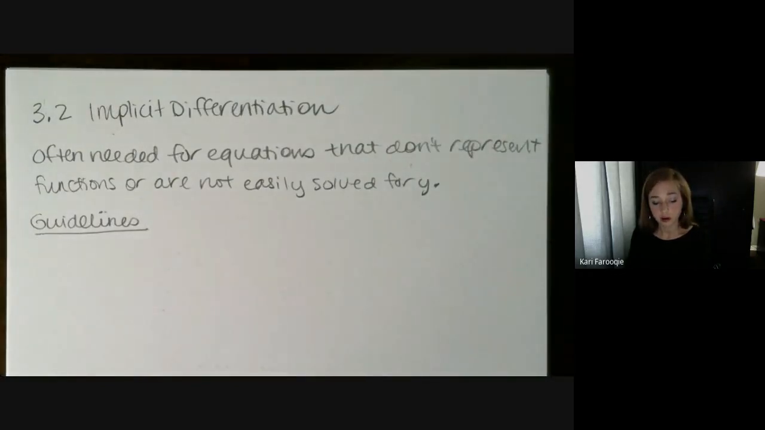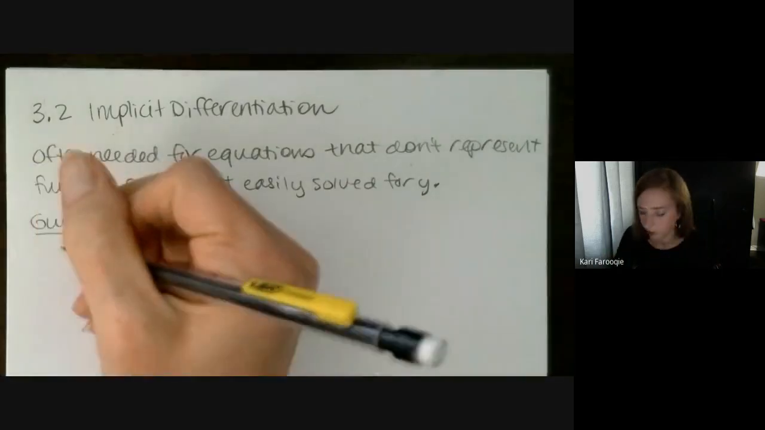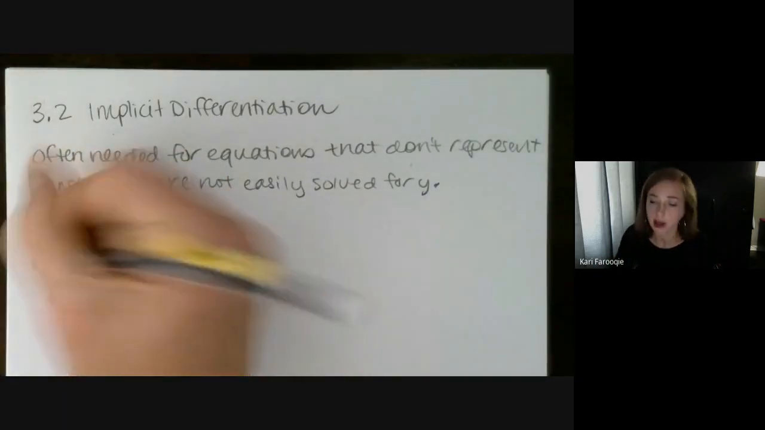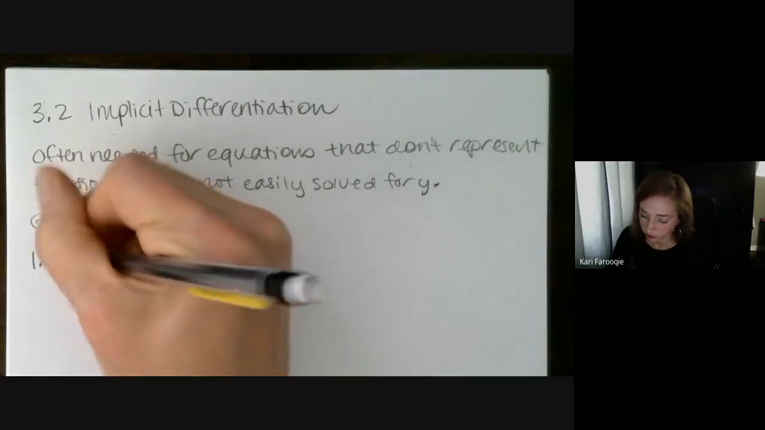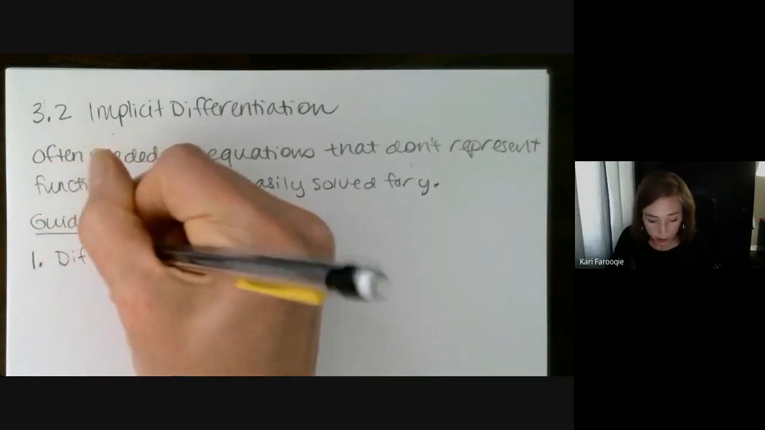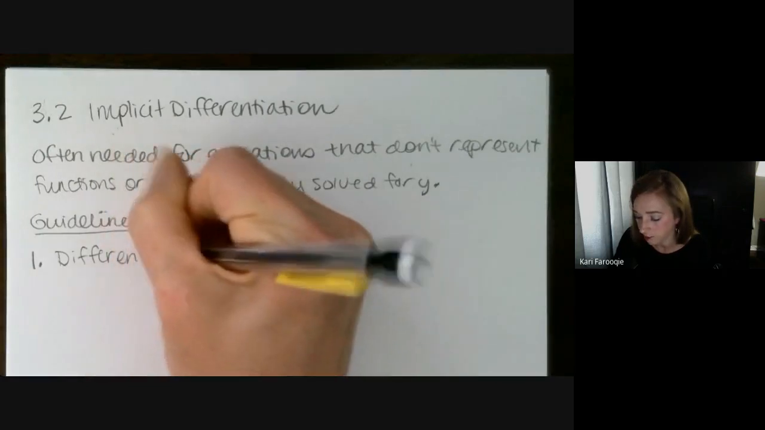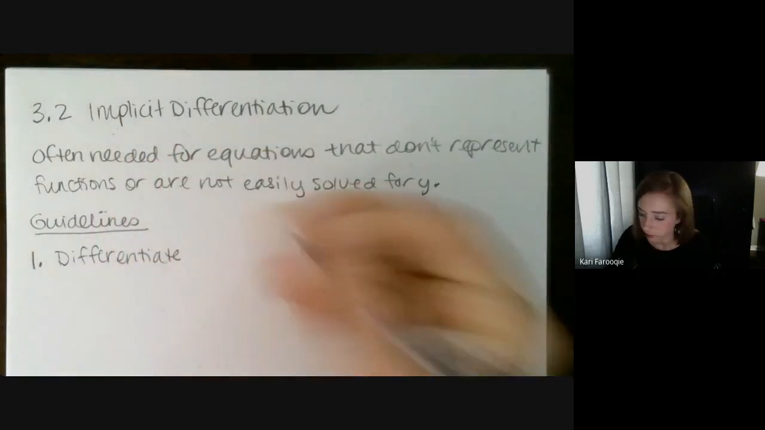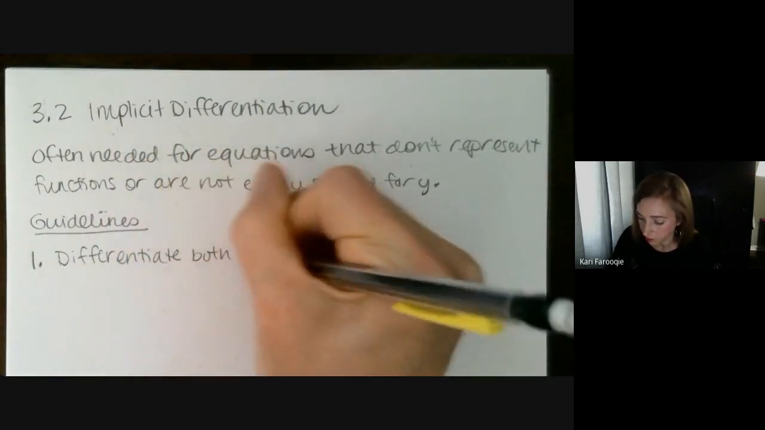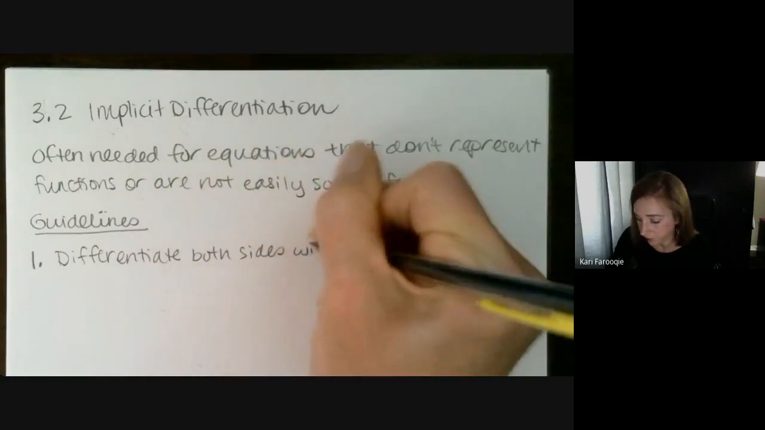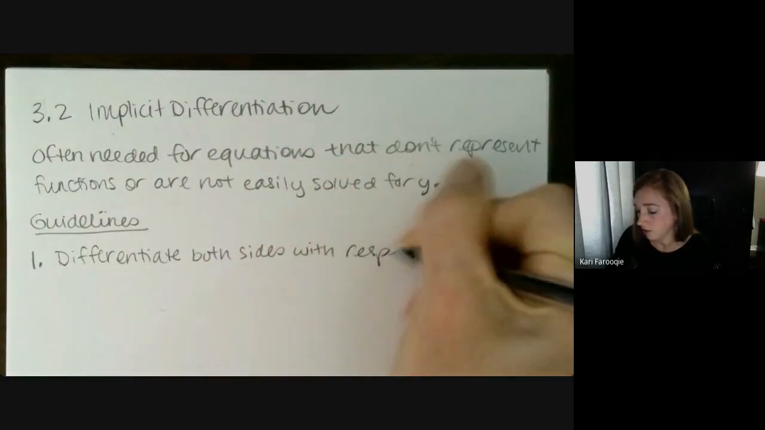So the first thing we're going to do is differentiate both sides of the equation with respect to x. So normally what we have done so far is you've had y equals some function in x. We might not have that in this section. You might have a whole bunch of terms on one side of the equation and a whole bunch of terms on the other side. But we're going to differentiate both sides of the equation with respect to x.